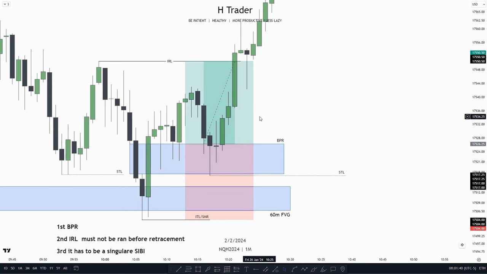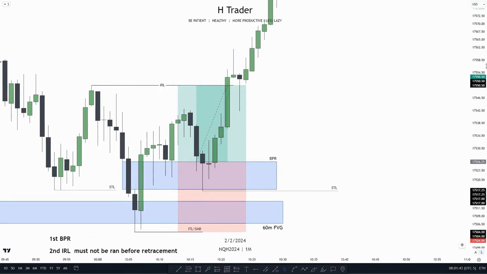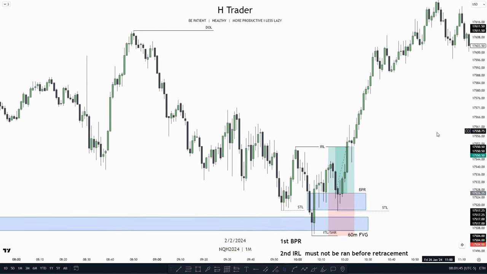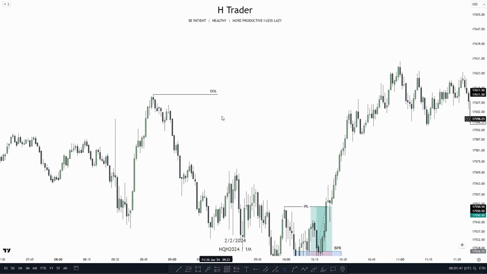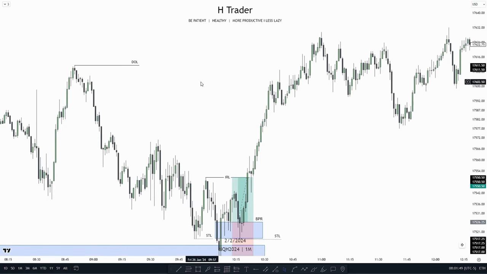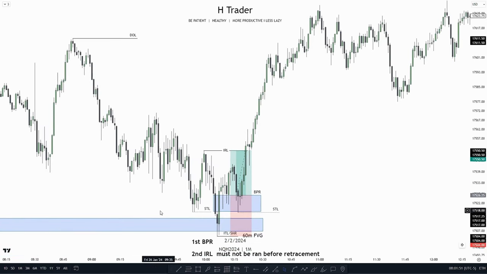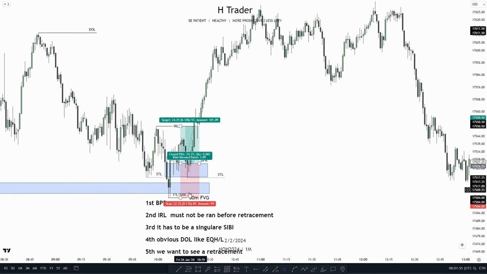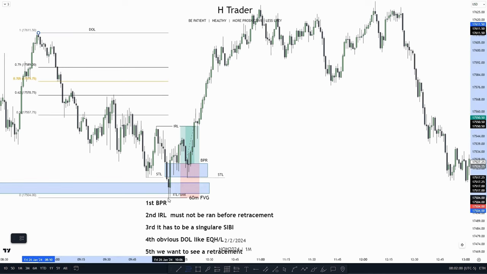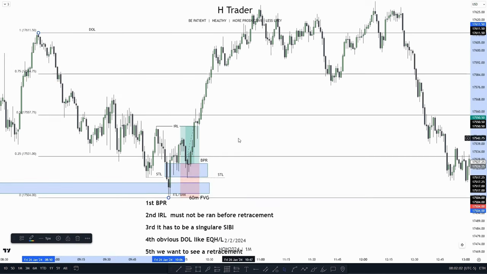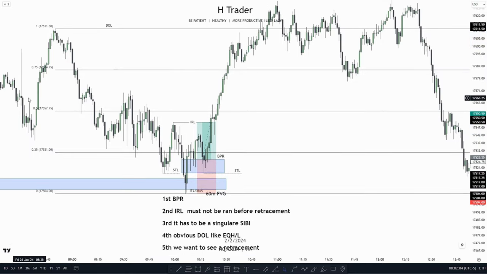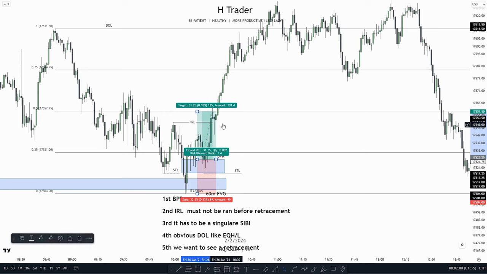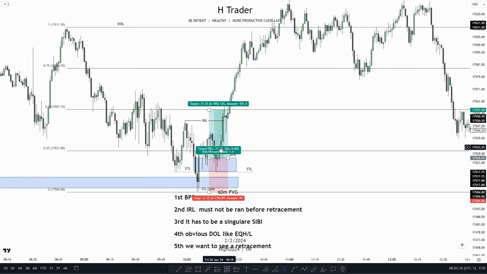So in this case, what do we do? As we see, we can go further down. This up here could be the draw on liquidity. And the reason for that is because we have a market maker sell model and then a market maker buy model. And market maker buy models usually go up to the equilibrium of the market maker sell model. So we can just use this right here. So in that case, we could target the 0.5 range. But that will still only make a 1.4 risk-reward ratio.